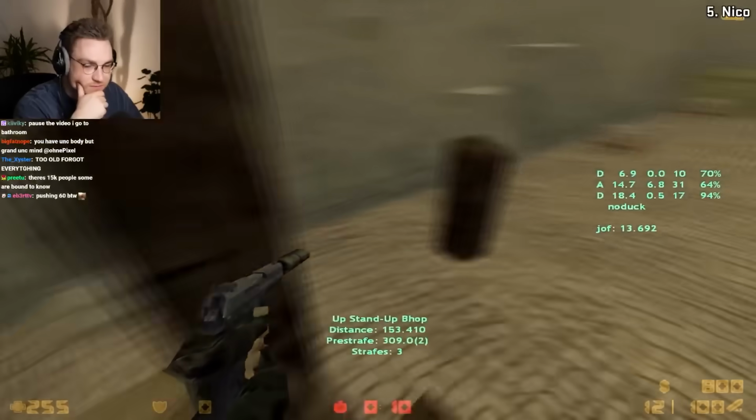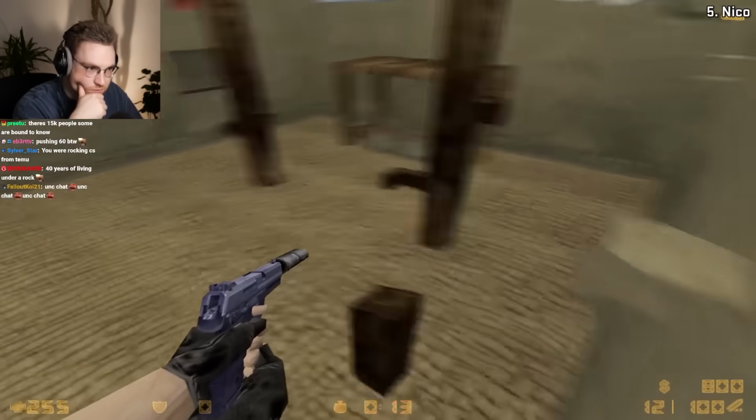Long jumps, bunny hops, crouch strafes, basically everything that made Counter-Strike movement an actual art form instead of just getting from A to B.